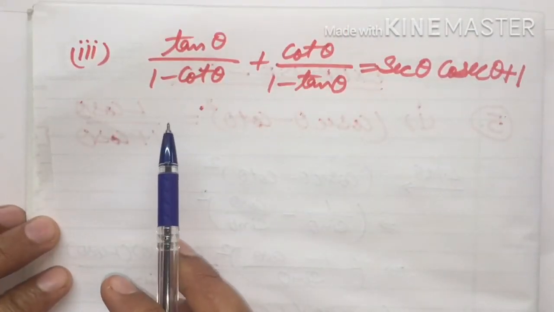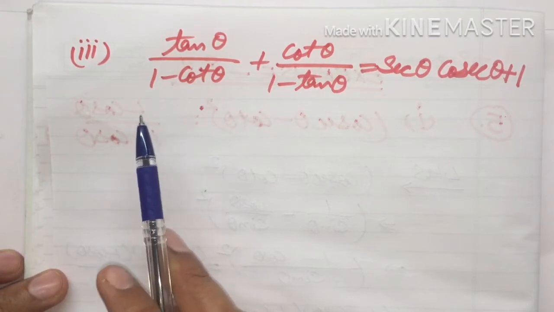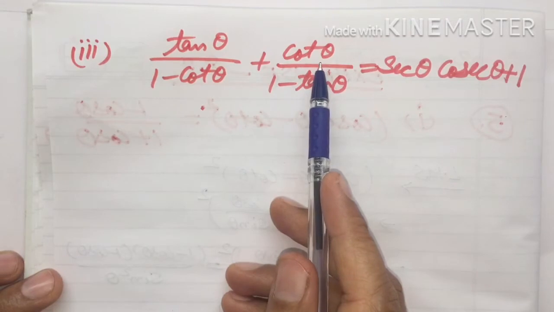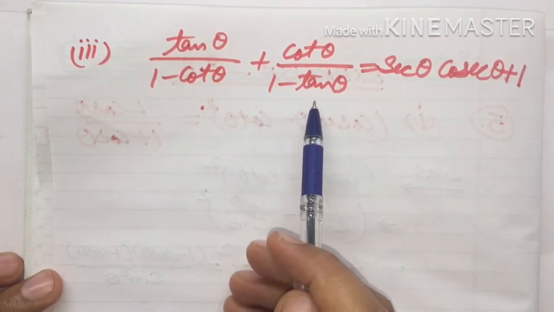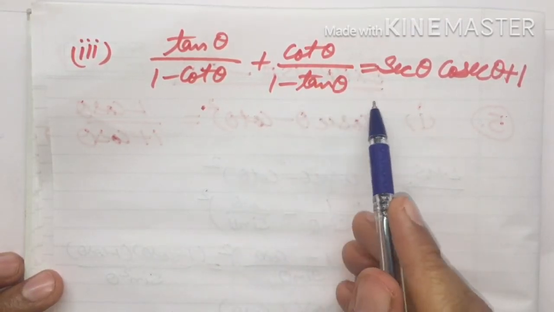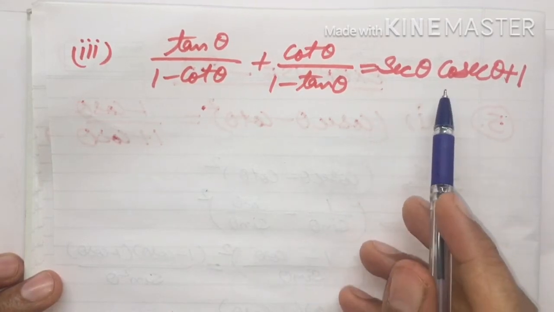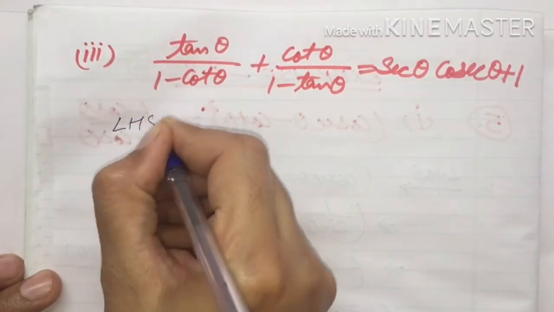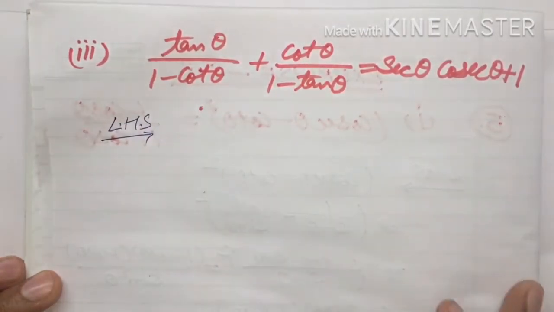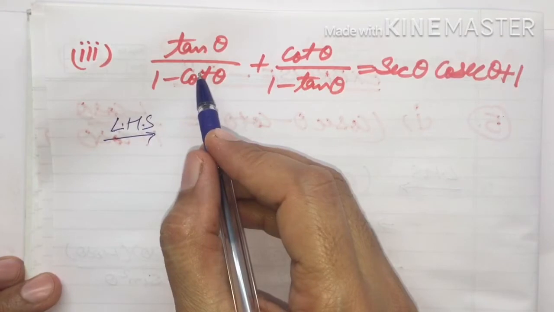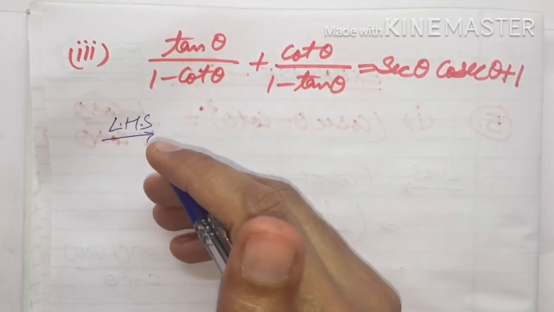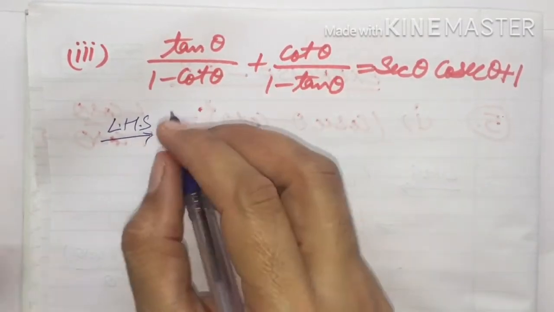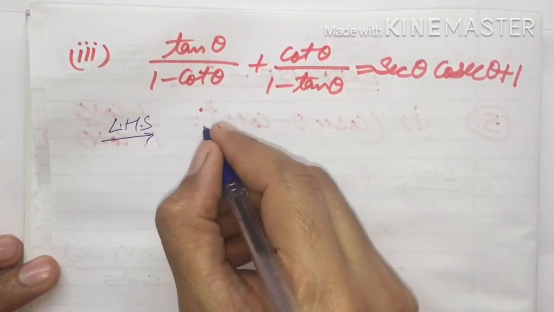Third part of exercise 8.3, question number 5. Tan theta upon 1 minus cos theta plus cot theta upon 1 minus tan theta, we need to prove it is equal to secant theta cosecant theta plus 1. So left hand side we are taking. So in the left hand side we will change tan into sine upon cos form, and cot also cos and sine form. So wherever these terms are there we will change.